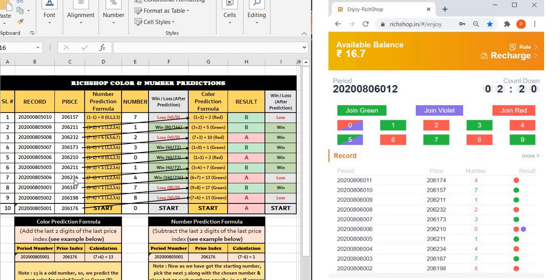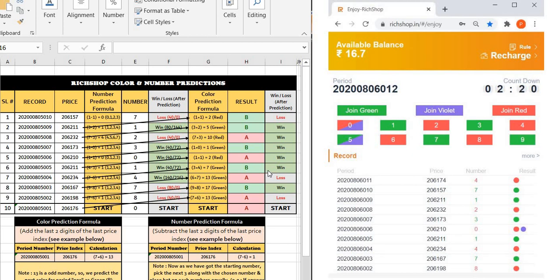No hope lost. I have another opportunity. So again, I will start predicting for record period number 005 by adding the last two digits of the price index from record 004. So here the addition is 4 plus 3, which is equivalent to 7, and I expect it to have a green. Again, as I have lost 10 rupees, I will go for 20 rupees here, or if I want, I can even go for 30 rupees here by predicting on green.